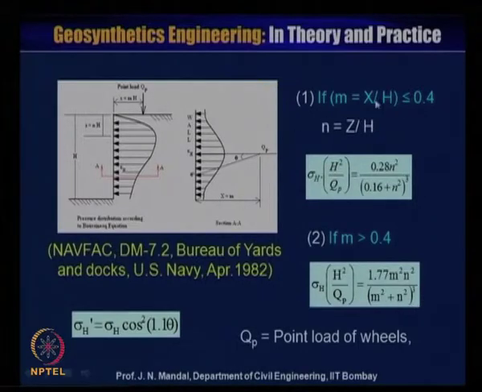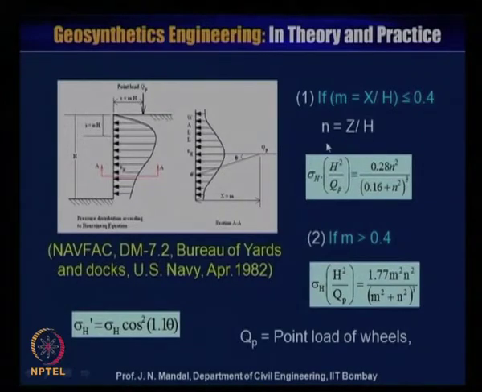So, first of all, you have to calculate what n is. N is equal to z by h. Also, you have to calculate m. M is equal to x by h. You know at what location the wheel is located from the face of the element, so you can calculate what the m value will be. So, m value is equal to x by h, where h is the height of the wall.